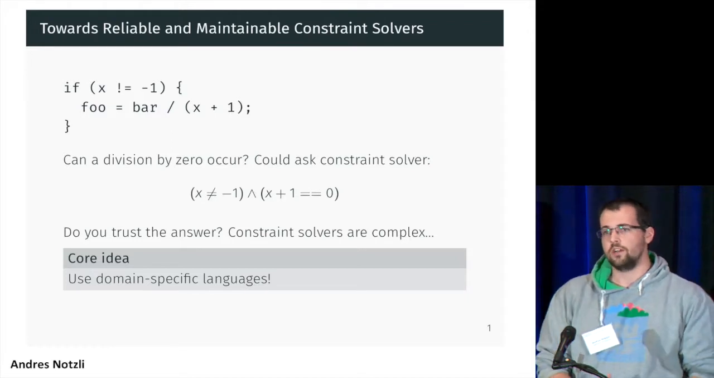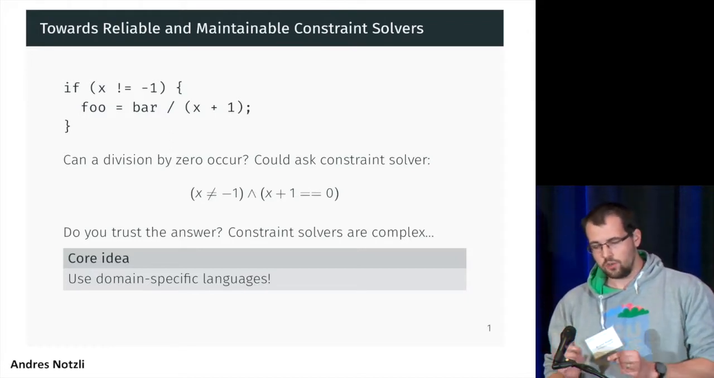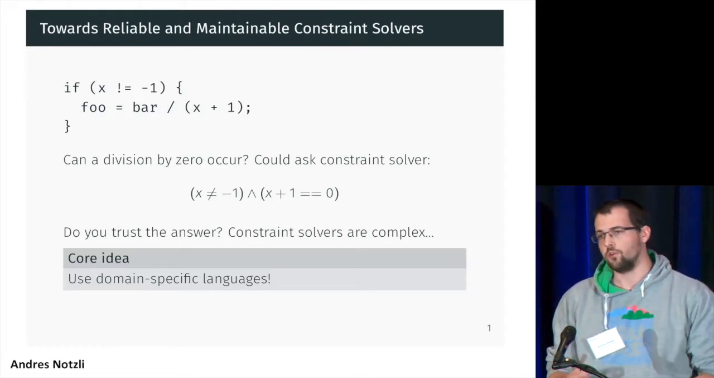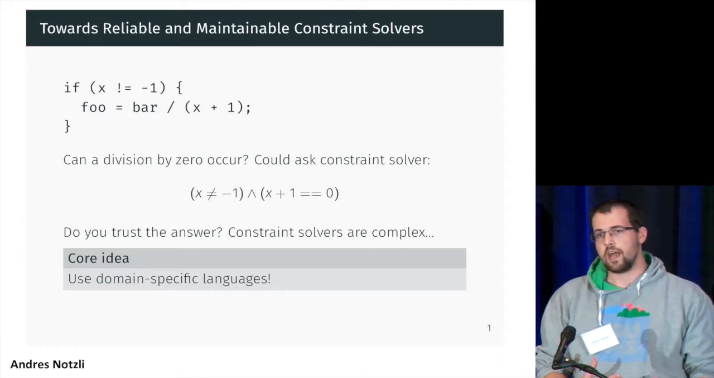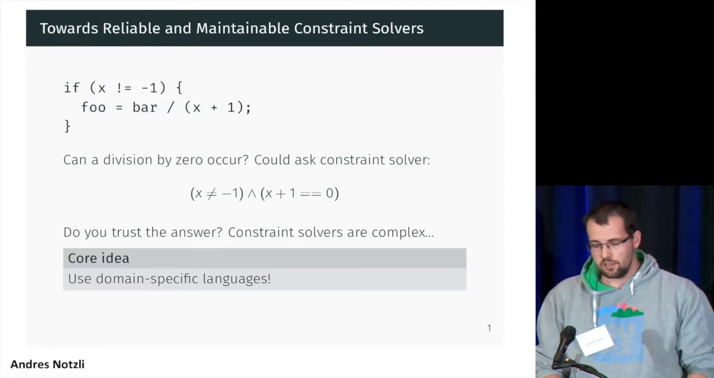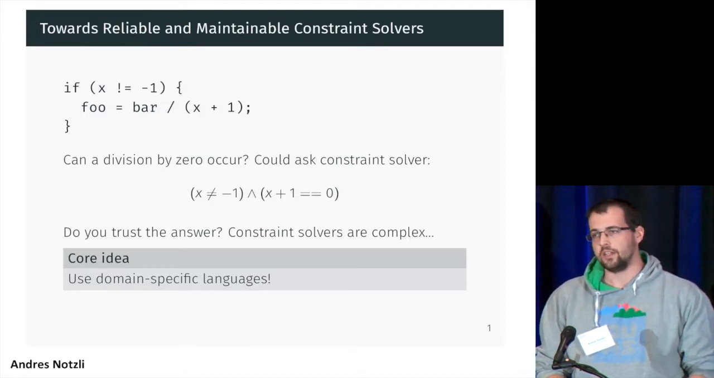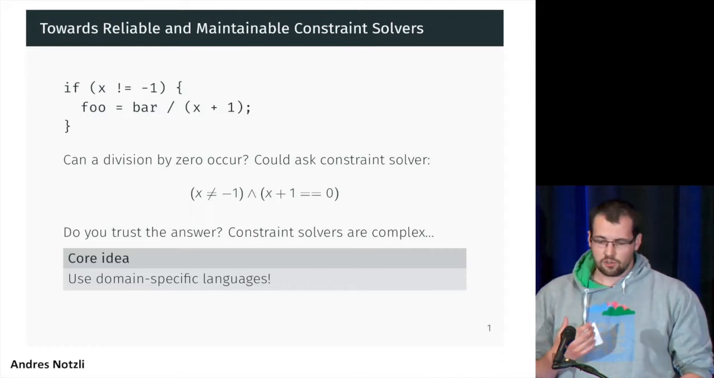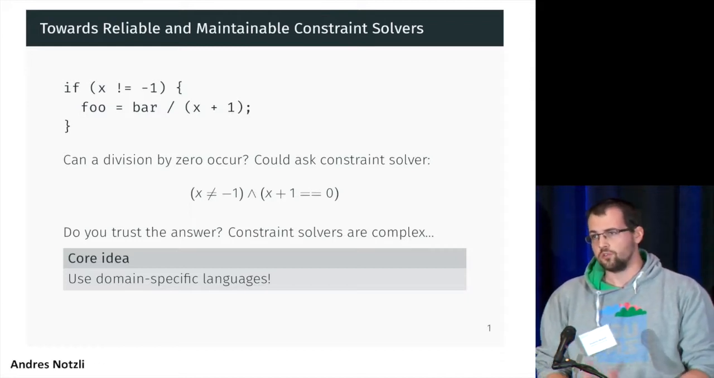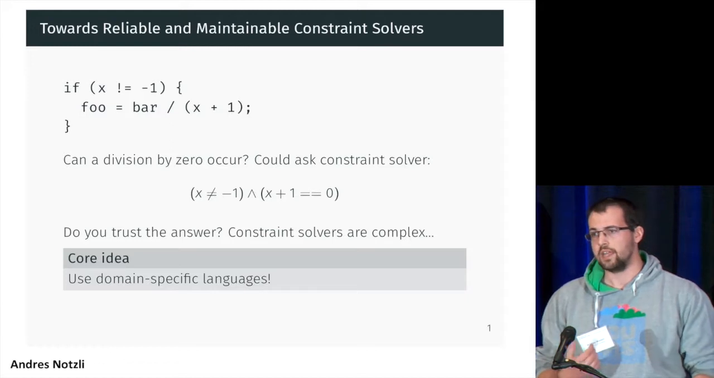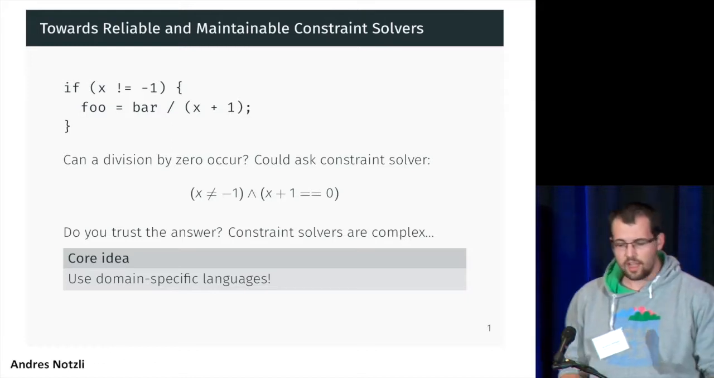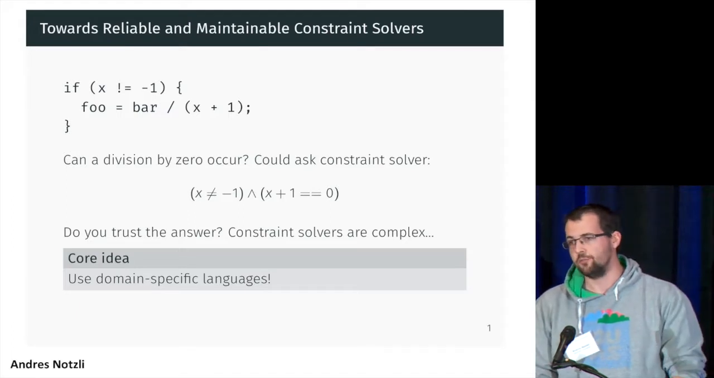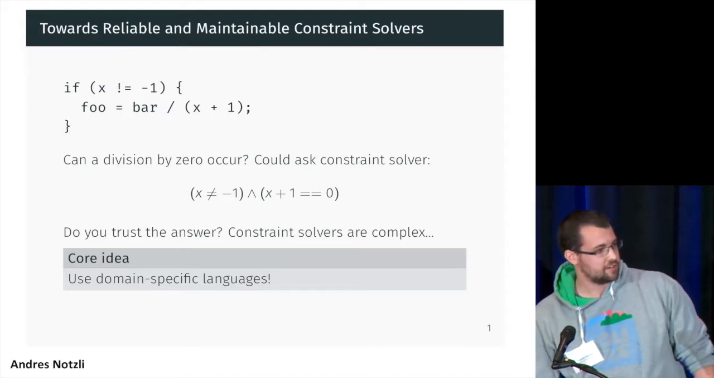Well, one way to figure it out is to turn that question into a query for a constraint solver and ask it. But when the solver comes back to you and gives you an answer, you can't really be sure whether that is correct because constraint solvers are very complicated. And so we would like to make those solvers more reliable and more maintainable by using domain-specific languages. And if you would like to know more about that, please come to my poster.